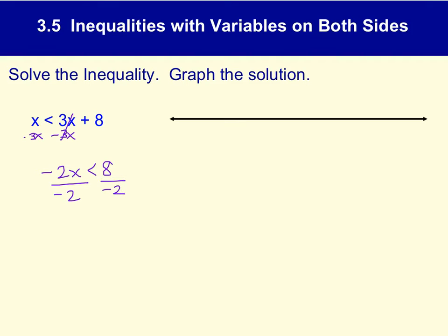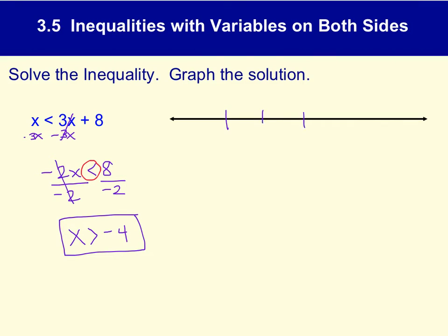Hopefully there's a little bell going off in your head, because we just divided both sides of an inequality by a negative number, which means that thing is going to flip. So instead of being less than, it's going to be greater than negative 4. So x is greater than negative 4.